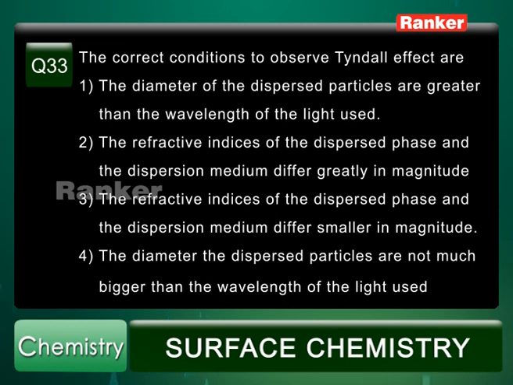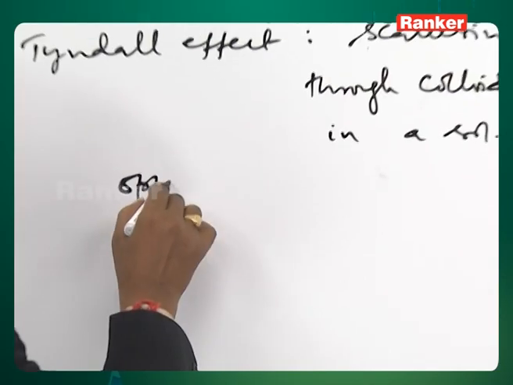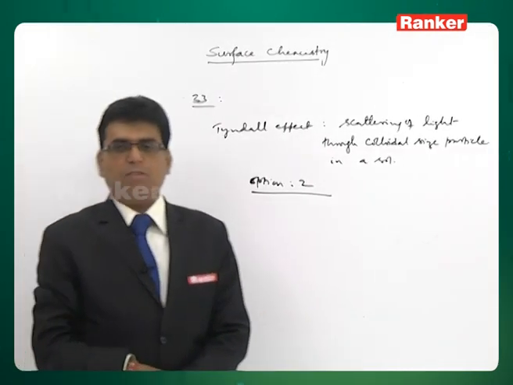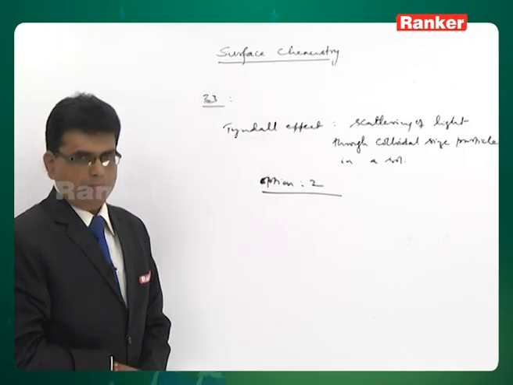The diameter of the dispersed particles is not much bigger than the wavelength of the light. No, they should be bigger, only then will it take place. So, the correct answer is option 2. That is, the refractive index of the dispersed phase and dispersed medium must differ greatly.